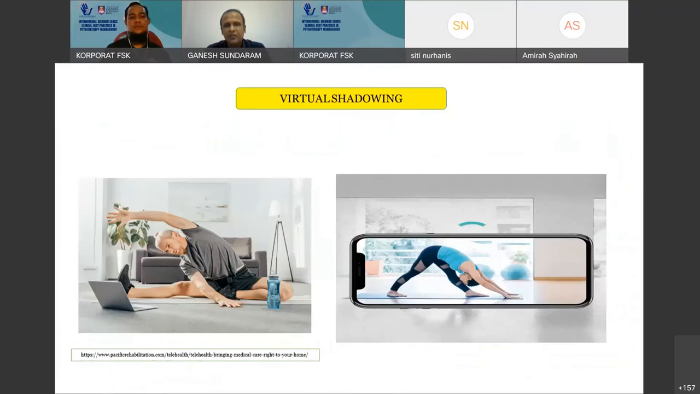Virtual shadowing is something that is becoming a trend. We have both pros and cons when we work online. You know very well the pros and cons, the advantages and disadvantages. I would like to mention only one disadvantage, the major one: we cannot find the red flag signs. Unless we touch, we cannot differentiate the tenderness. If I consult my patient through a video call, I cannot touch, I cannot feel the tenderness. So a few things are there.